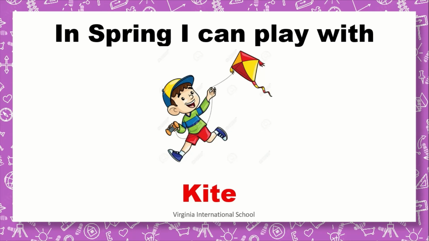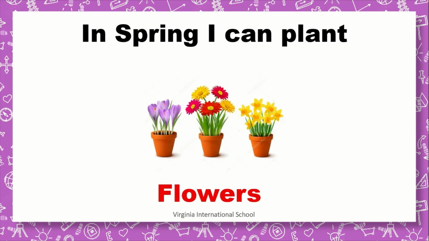I can play with my kite because there is wind and there is air. In summer, there is no air. In winter, it's too cold and there is no air. The perfect time to play with your kite is in spring. In spring, I can plant flowers. Flowers like to grow in spring.